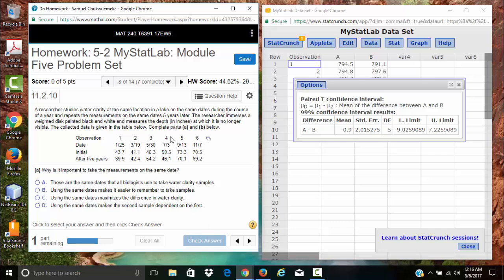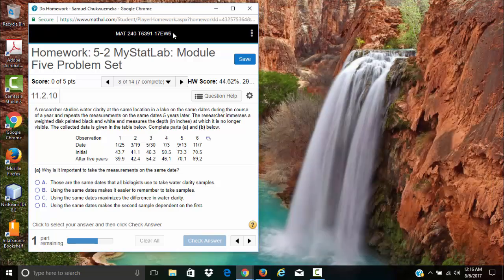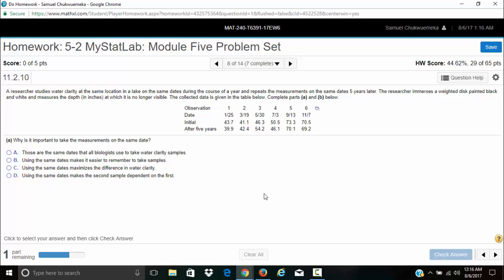Then it says here, oh, this is another one, question 8. Okay, so let's close this. We're getting there. Question 8. A researcher studies water clarity at the same location in a lake on the same dates during the course of a year and repeats the measurements on the same dates 5 years later. The researcher immerses a weighted disc painted black and white and measures the depth in inches at which it is no longer visible. The collected data is given in the table below.